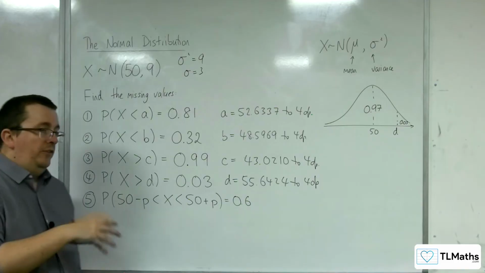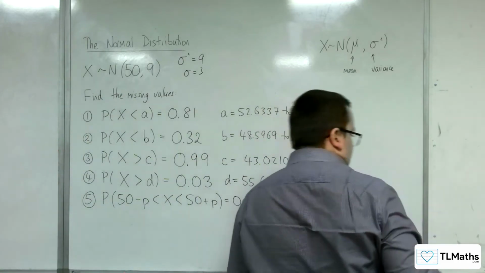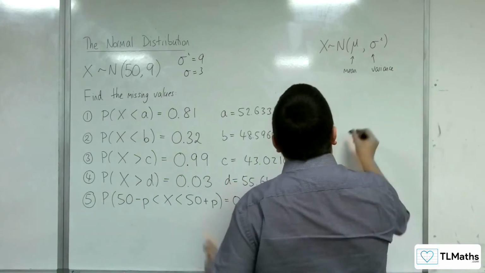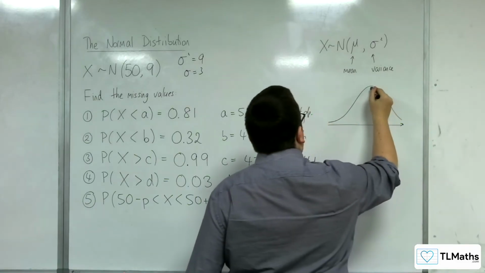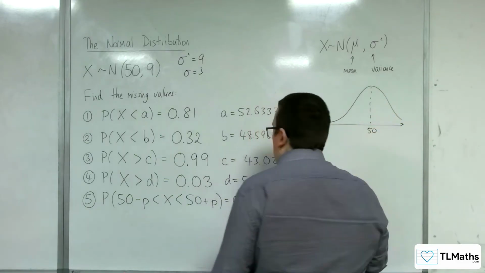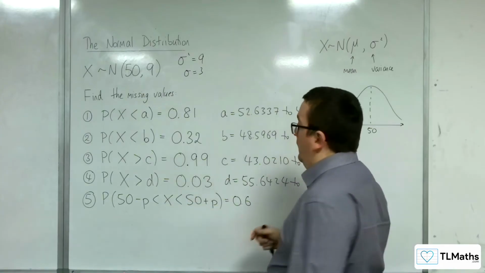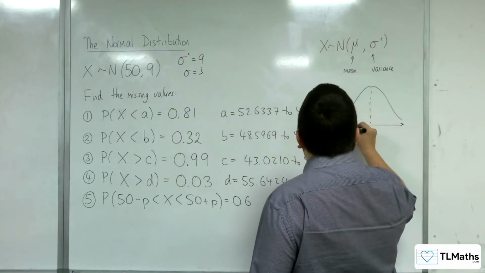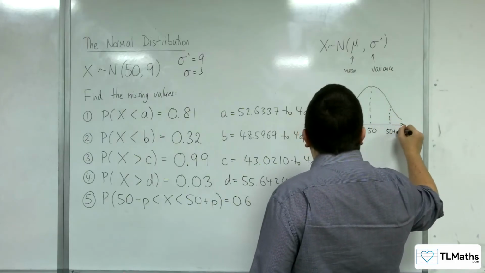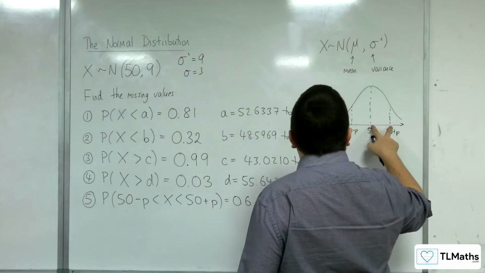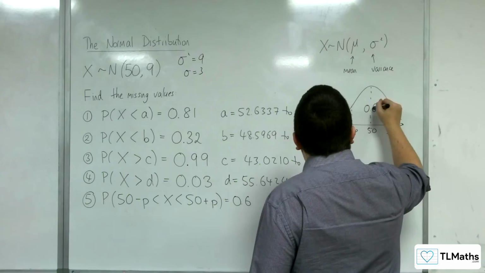Right, okay, so last one. Now the last one looks a little bit unusual. Okay, so what is going on? So here's our distribution. The mean is 50. And it's saying that the probability between these two values is 0.6. So there's 50 minus P, and there's 50 plus P. So this is equidistant to that. Okay, and that is 0.6.